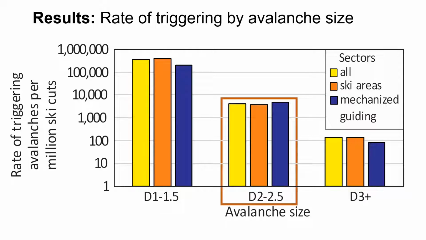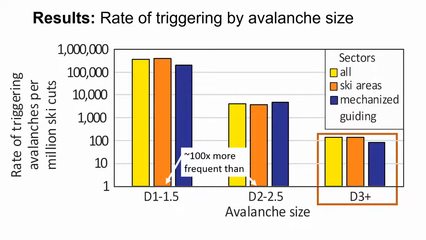For size D2 to 2.5 avalanches, about 4,000 are triggered per million ski cuts. So about 100 D1 avalanches are triggered for every D2 avalanche. For D3 and larger avalanches, about 140 are triggered for every million ski cuts. So about 30 D2 avalanches are triggered for every D3 and larger avalanche. We'll get to the differences between sectors in a few slides.